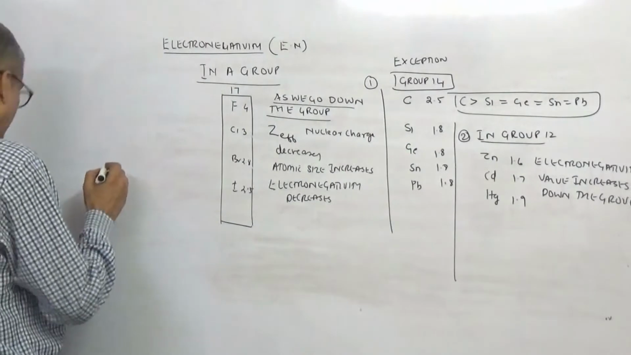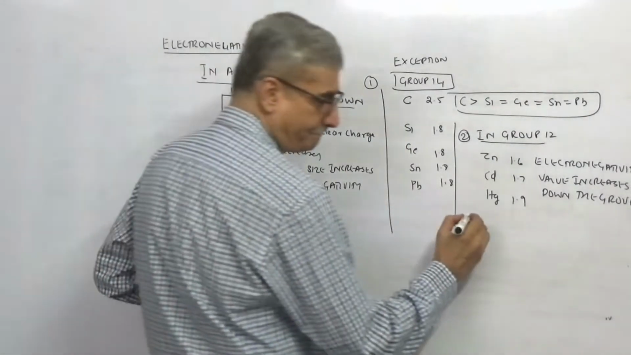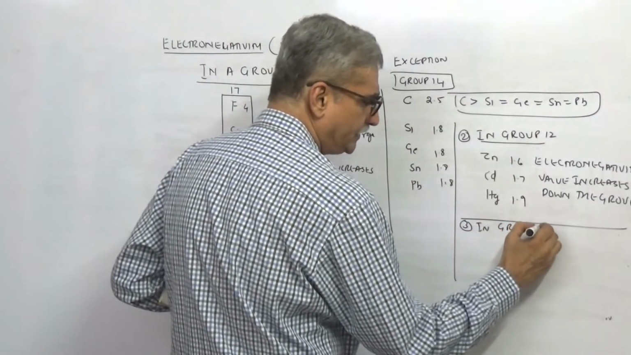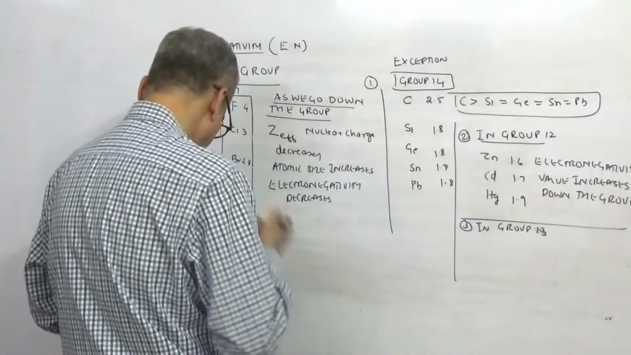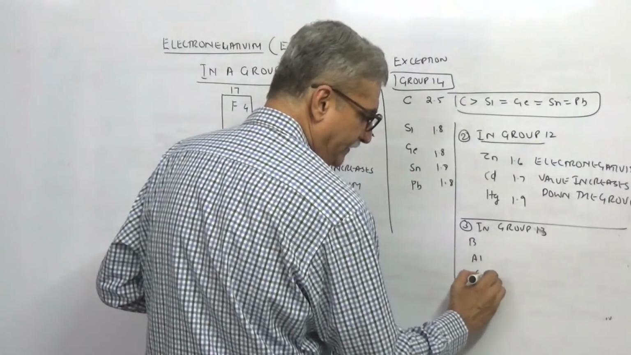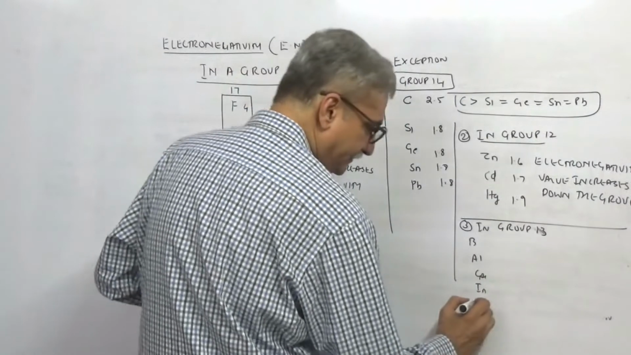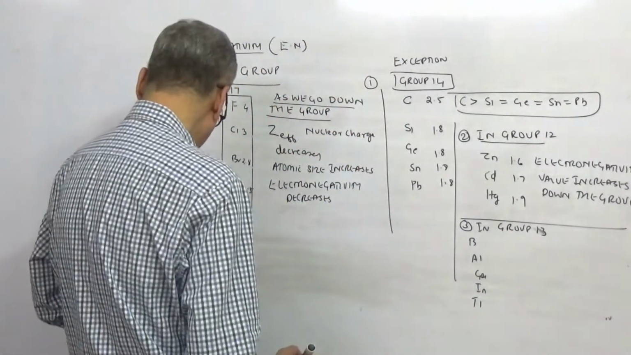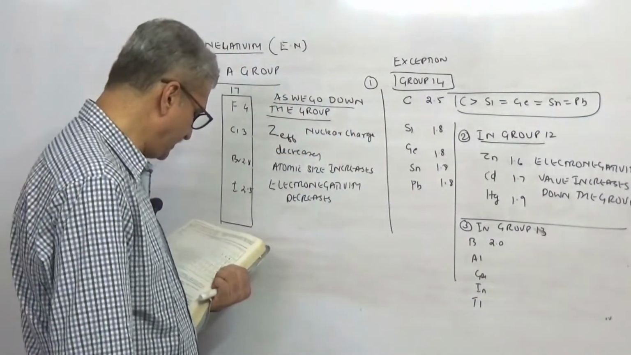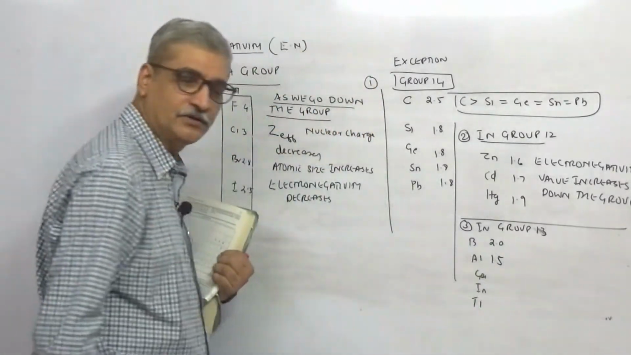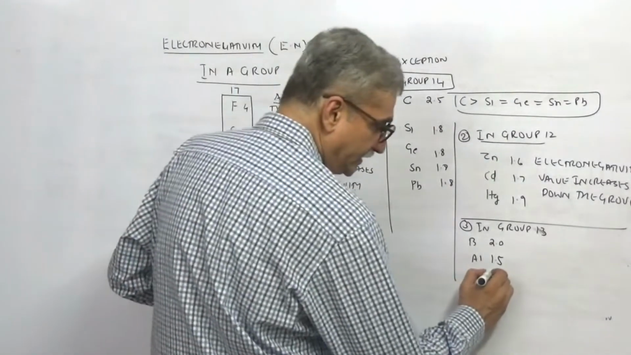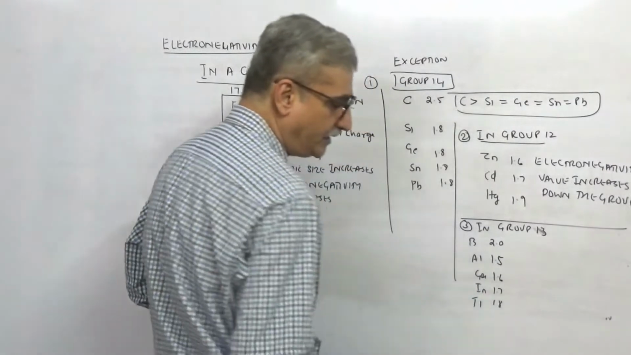Okay. Then we have group 13. Same problem with group 13. In group 13, what do we have? We have boron, aluminium, gallium, indium and thallium. Boron has the electronegativity value of 2. The next one, aluminium, what happens? It becomes 1.5. Good situation, it has decreased. But after that, what happens? It increases: 1.6, 1.7, 1.8.